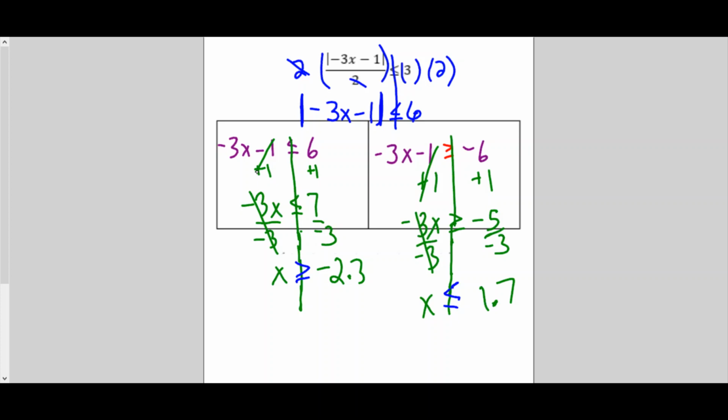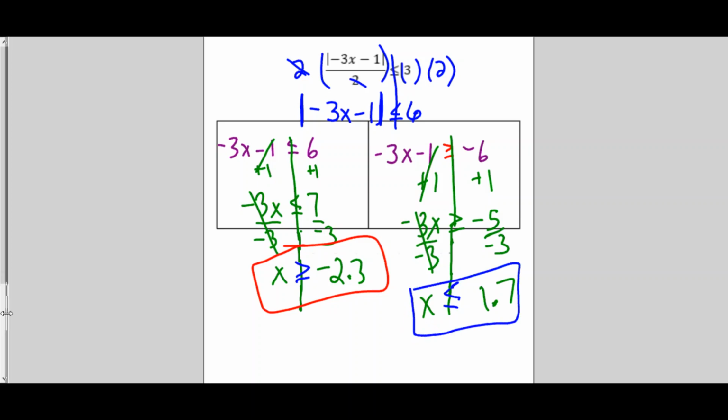The second one is solved in a very similar way. You add 1 to both sides. So you get negative 3x is greater than or equal to negative 5. And then you're dividing both sides by negative 3 because negative 3 is in front of the x. So when you do that, you get x is less than or equal to 1.7. So these are your two solutions. x is greater than or equal to negative 2.3. x is less than or equal to 1.7.